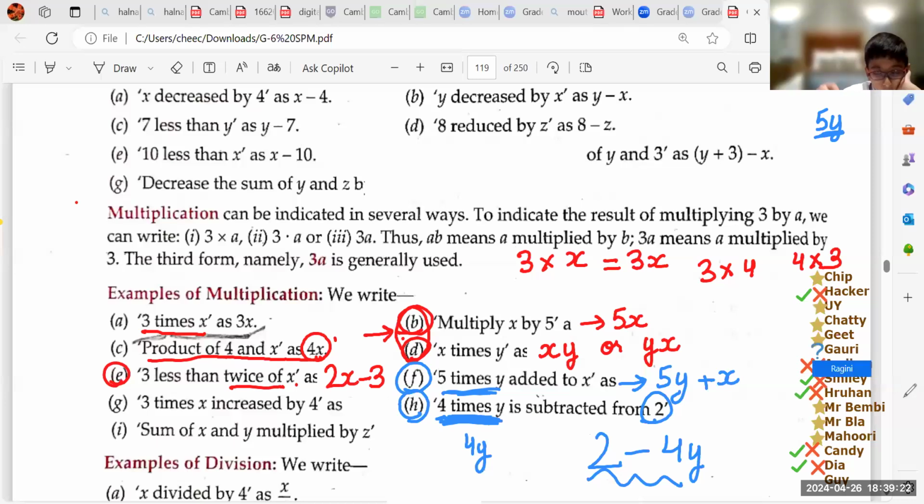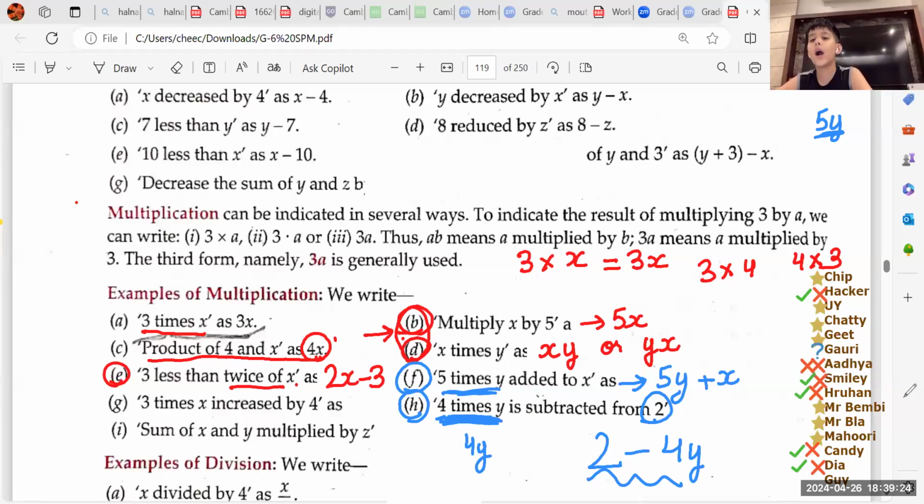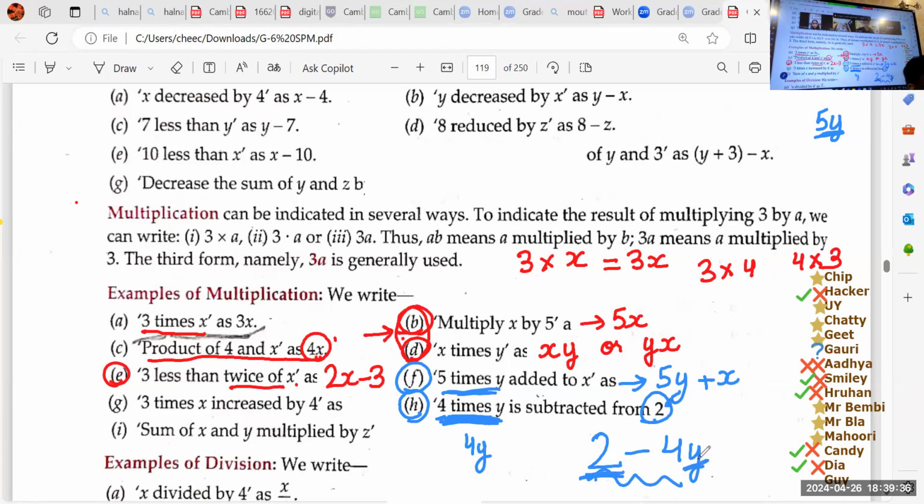So we have to answer 2 minus 4y. In 2 minus 4y, here only 2 is a constant. This is a variable term.